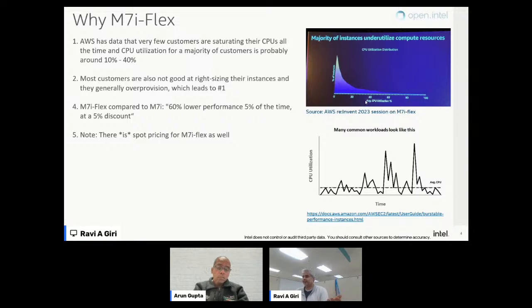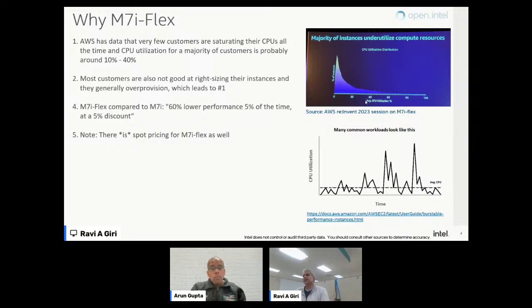And what Flex is really offering is for 5% of the time you will get the baseline of 40% performance, which is 60% lower, but you get it at a 5% discount, which means you're now at the same pricing as an M6i or as an M5. Now, there's also spot instances available for M7i Flex, which makes it interesting.